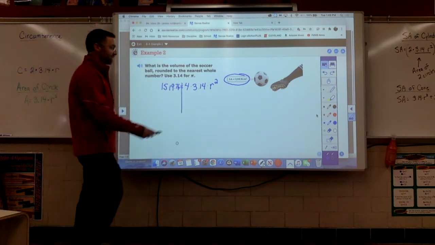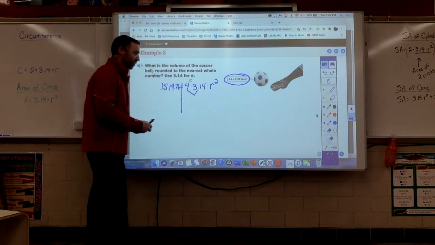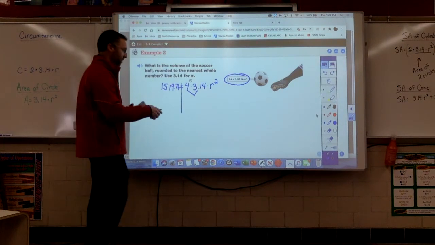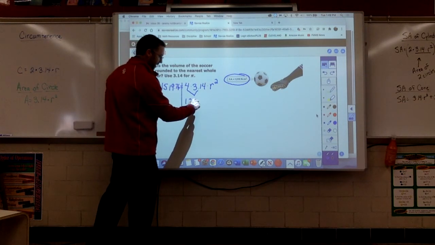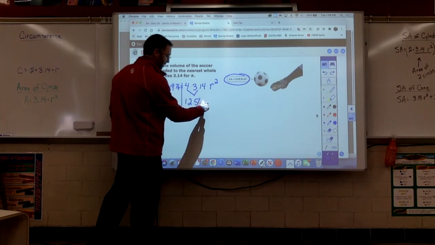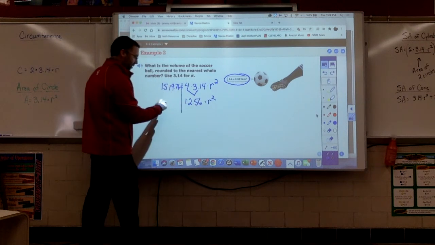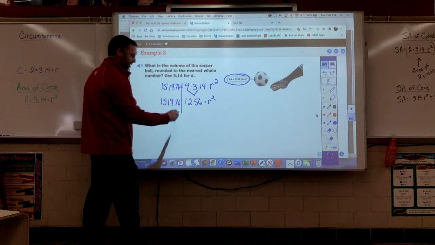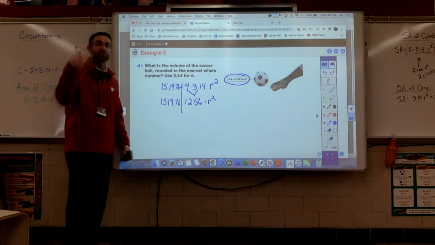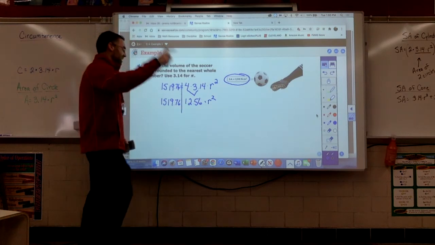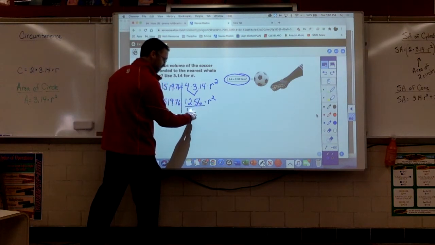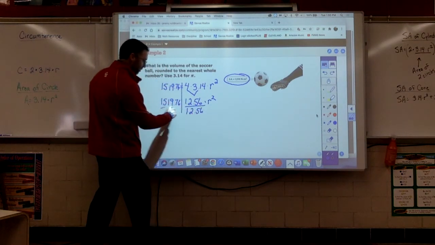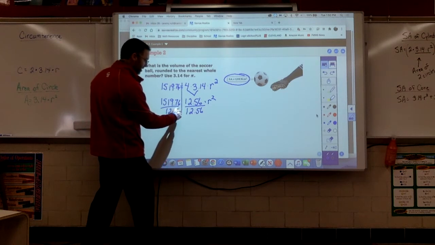Step 1, let's simplify these terms over here. 4 times 3.14. Anybody want to guess? 12.56. Next step, solving this equation. This is a multiplication equation. To solve multiplication equations, we use division. So we're going to divide both sides by 12.56.